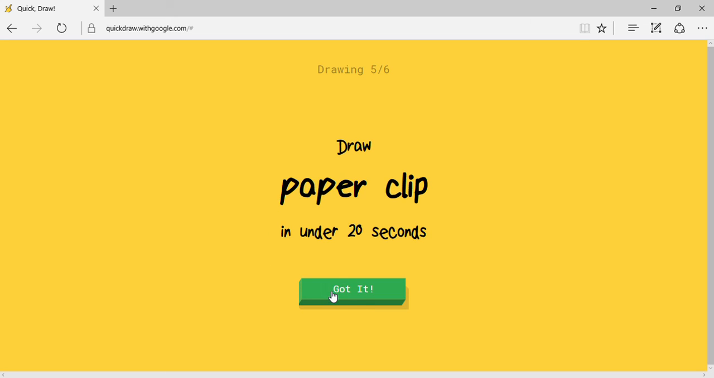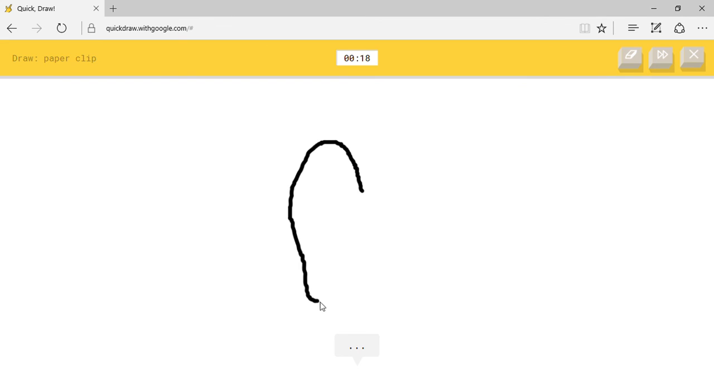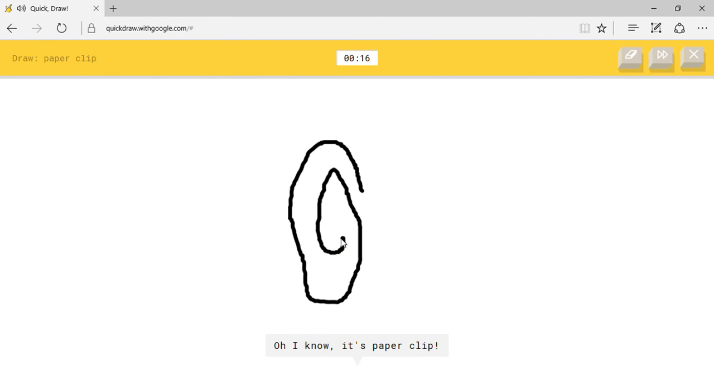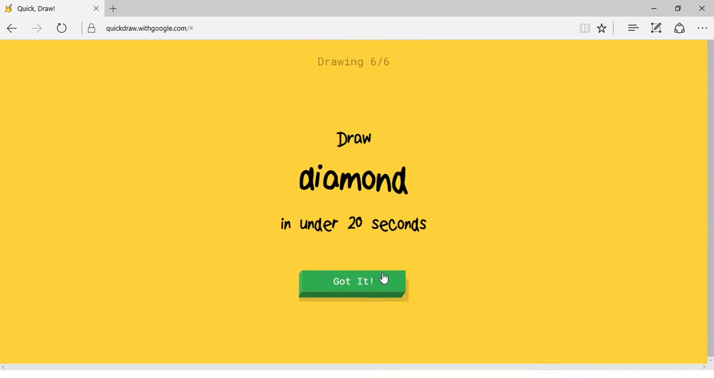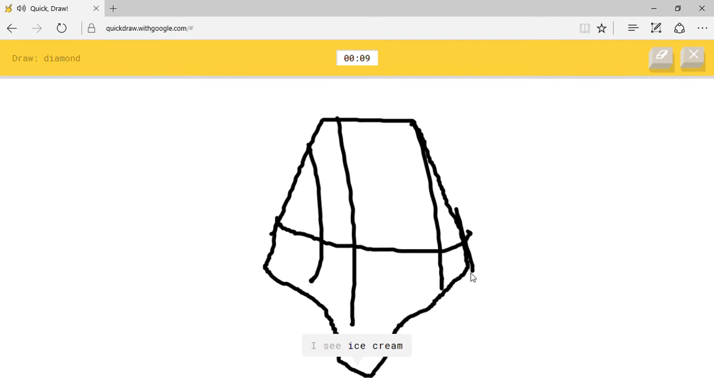Paperclip, that's just so easy. Just drew. I see lollipop. Oh, I know. It's paperclip. Diamond. Diamond minecart. I see line, or mountain, or hexagon, or drill. I see ice cream, or popsicle. Oh, I know. It's diamond.